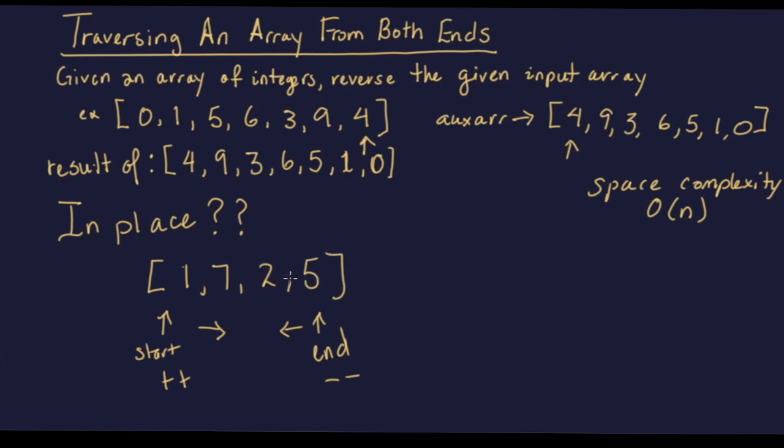And so for every iteration, we want to swap the two elements, right? Until these two pointers meet each other. So for the first iteration, we're going to swap, and then we're going to increment start and decrement end. So we swap the 1 and the 5. So 5, 1. And then we traverse the array from the back and the front using these pointers.